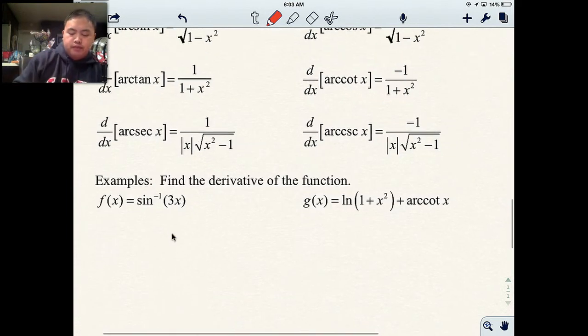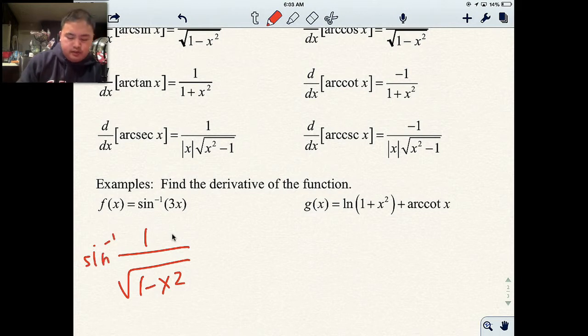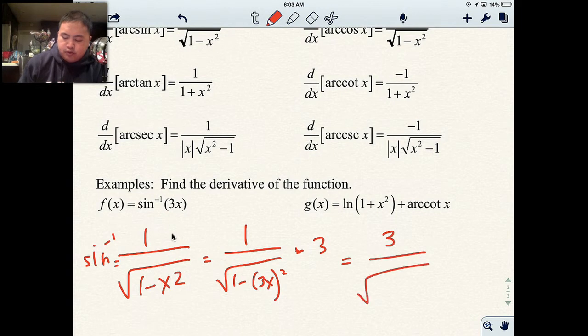So my answer, first of all, I will write the formula. This is the formula for the derivative of sine inverse. But since I want sine inverse of 3x, instead I'm going to put a 3x everywhere I see x, and then multiply by the derivative, which in this case is 3. To simplify it, I have a 3 on top. On the bottom, I have square root of 1 minus 9x squared. So that's all you have to do.